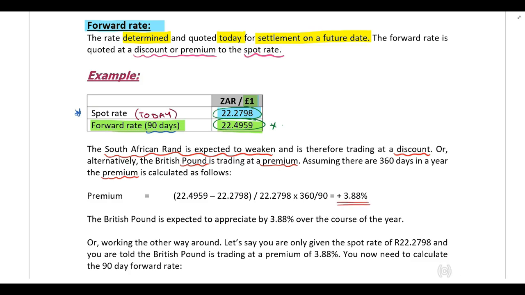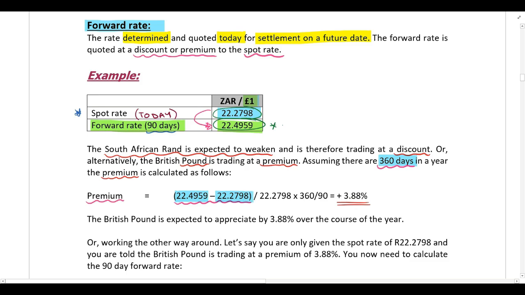Now, it's important that you are able to calculate this premium as a percentage. And for the purposes of this example, please assume that there are 360 days in a year. So if they do ask this in your exam, they will tell you how many days there are in the year, and you use that in your calculation. So for this example, we assume there are 360 days in the year. So if we want to calculate this premium, all we do is we calculate the difference between the spot rate today and the forward rate in 90 days' time. So just get the difference between the two. I take my forward rate and I subtract my spot rate today.